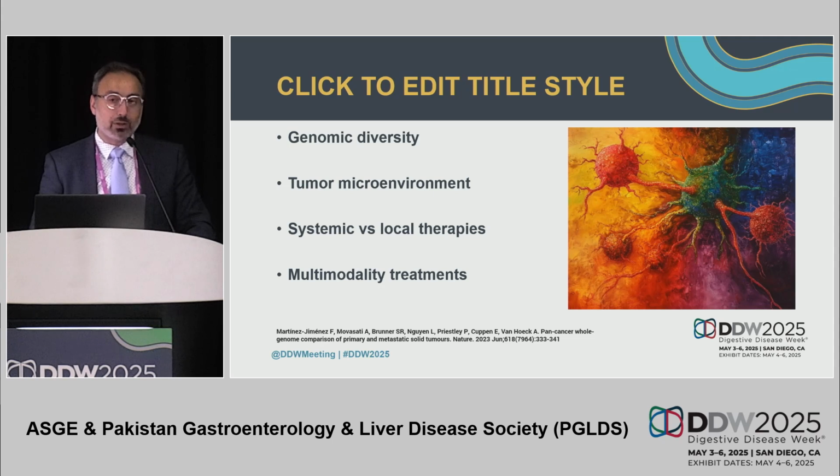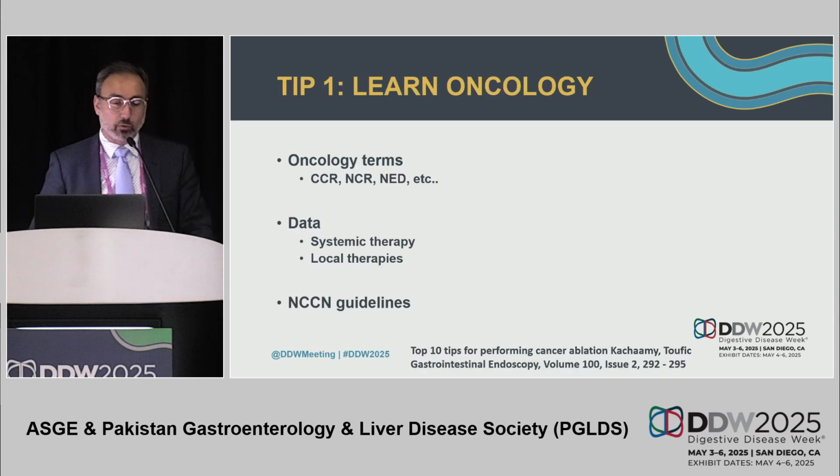Why is that important? Because the response to systemic therapy is different in all of these, and this is why in most GI cancers, we have to use local therapies and systemic therapy, and that's what we call multimodality treatment, because the tumor itself sometimes is less responsive to systemic therapy than the rest of it. And this is where cancer ablation is becoming part of the multimodality treatment. So it's part of the group of local therapy.